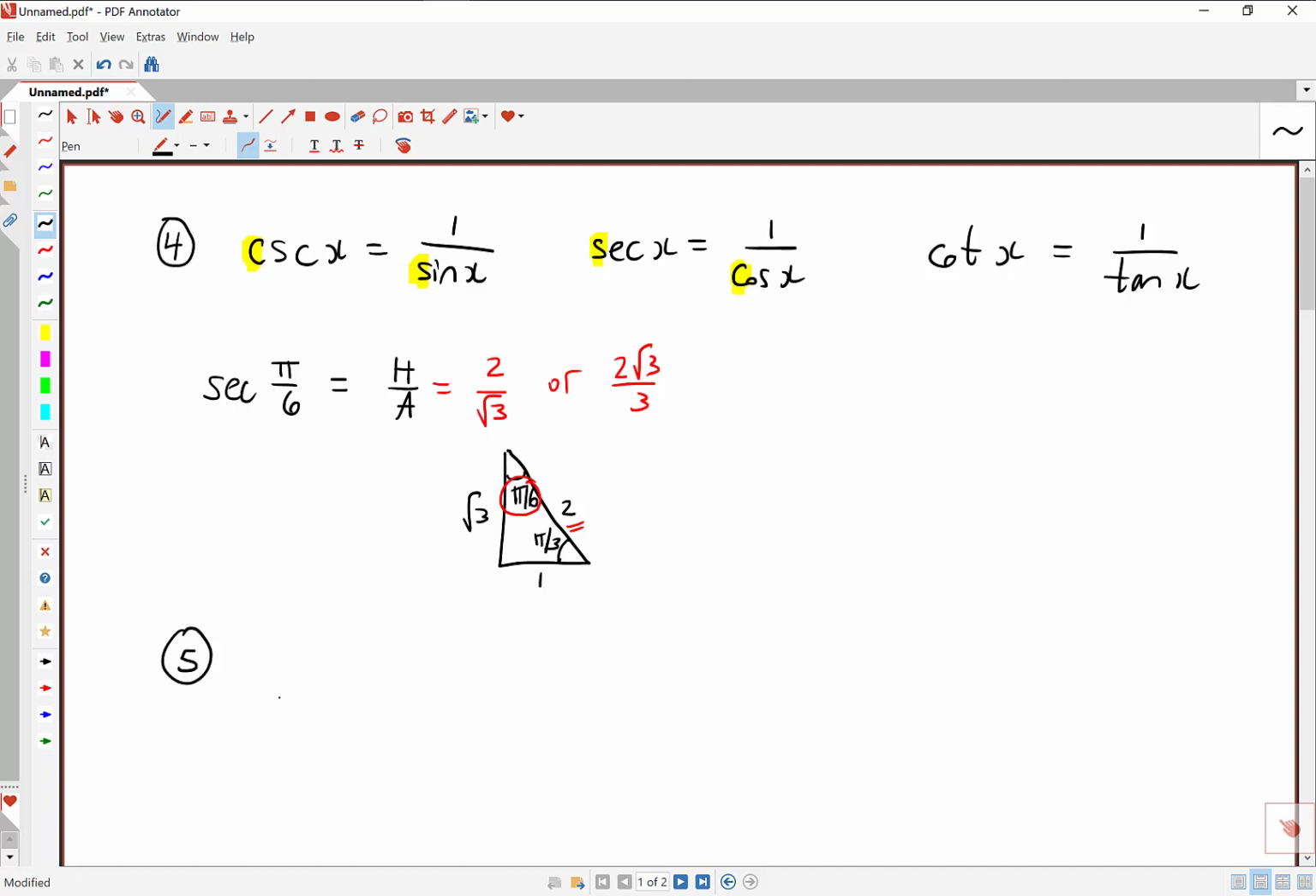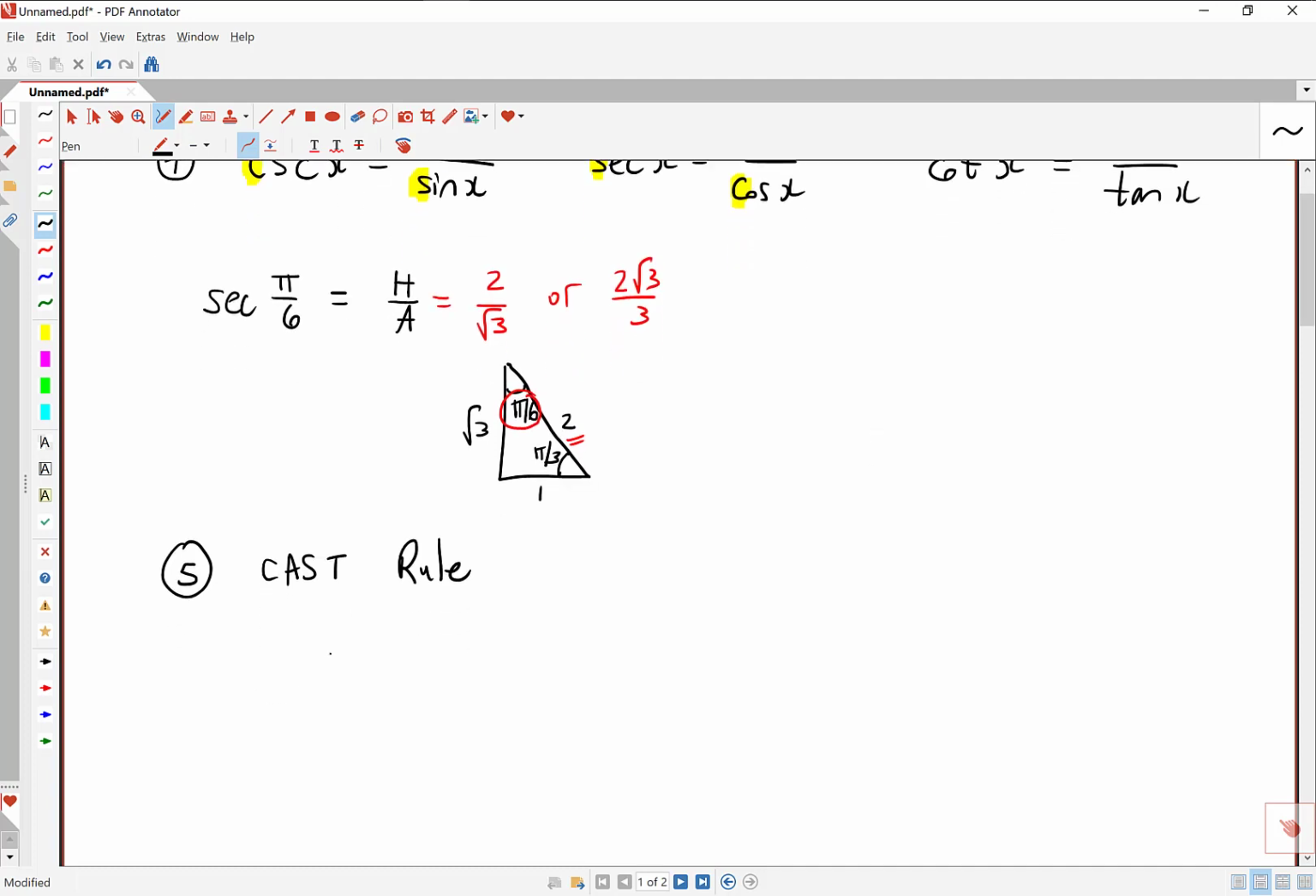Fifth item on our trig review, we're going to talk about something called the cast rule. So I'm going to draw a little picture here. We're talking about our 4 quadrants, and we're really talking about which trig functions are positive in which quadrant. It's called the cast rule because if you read around counterclockwise, starting in the 4th quadrant, it looks like C-A-S-T. So which trig functions are positive in which quadrant? Well, the first quadrant stands for all. The second quadrant here stands for sine. T stands for tangent. And C stands for cosine.